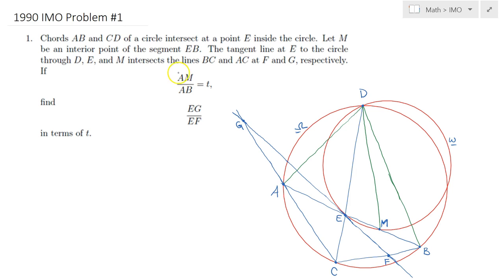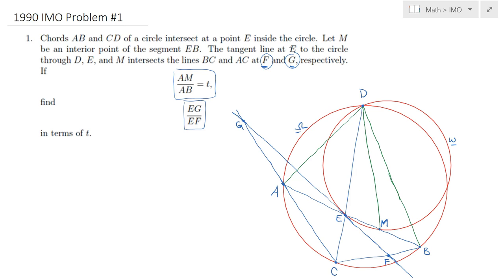And then, given that the ratio AM to AB is T, we need to express EG to EF in terms of T. We need to first convince ourselves about the exact locations of those points F and G. Let's start with the point F first. I claim that point F is located in the interior of segment BC for a very simple reason. When you consider circle little omega here, you realize that it enters into the angle BEC. As such, the tangent to that circle will hit the interior of the line segment BC.